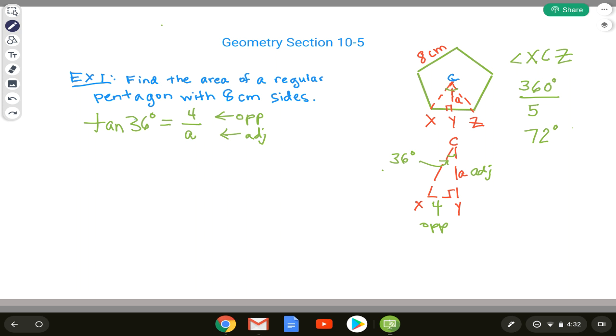Now, if I want to solve for A, since A is in the denominator, I'd multiply both sides by A. It would get rid of the one on the right side, and I would have A times the tangent of 36 equals 4. I would then need to divide both sides by the tangent of 36 so that I could have the A by itself. Now, if you put this into your calculator, you should get about 5.5.